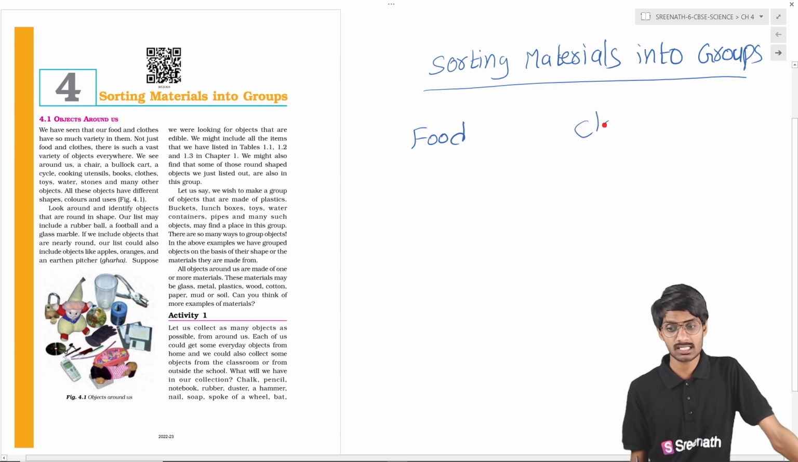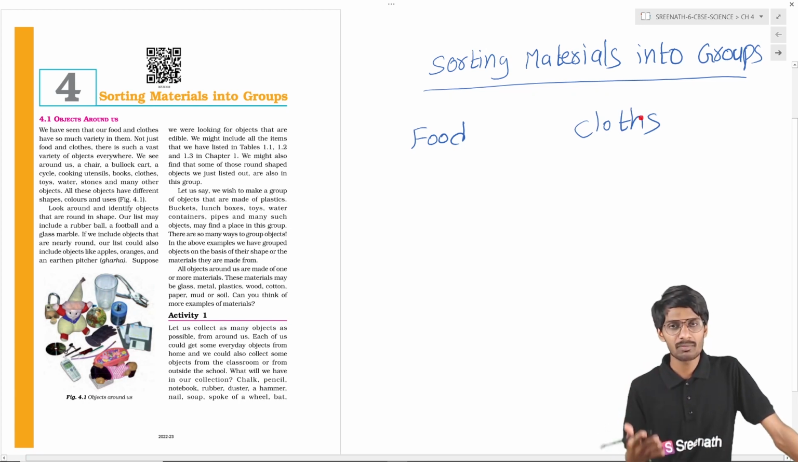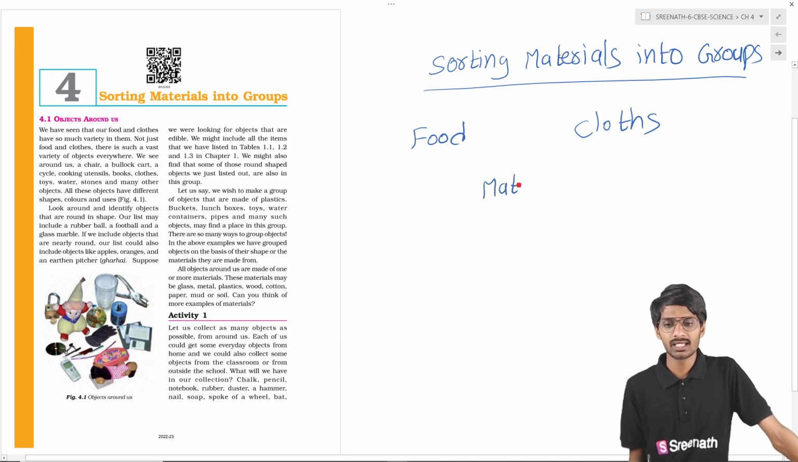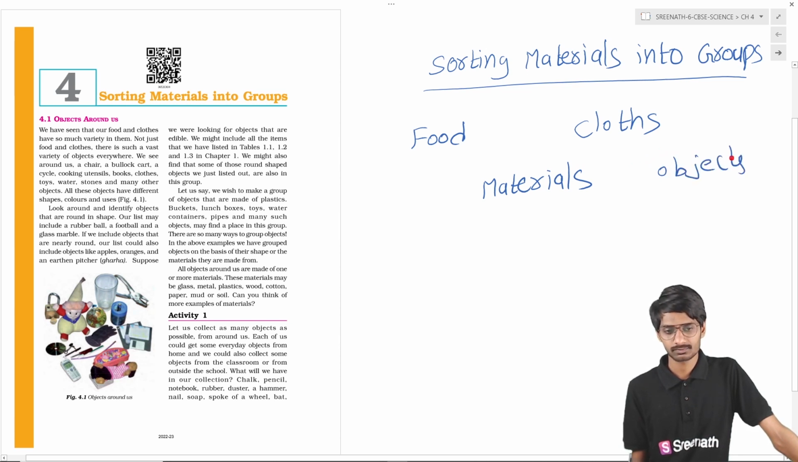After that we have discussed clothes, fabrics also. There are different types of fabrics. Using different types of fibers, we are preparing different types of fabrics, and based on the seasons and the purposes, we are wearing different types of clothes. So similar to it, we have different types of materials around us, and we are seeing there are different types of objects around us.